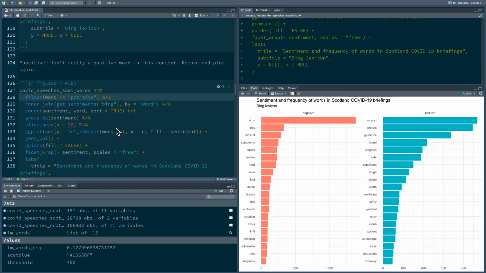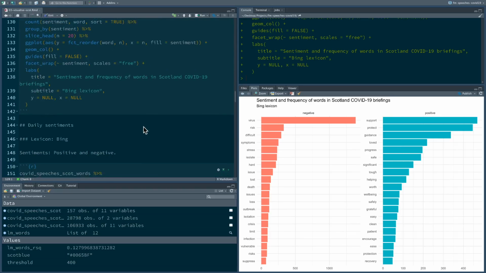For example, if we were to compare the axes, these words go out to above 400 on the positive side, but over here, things like risk, difficult, isolate, death, and so on and so forth, are appearing a lot fewer times. So perhaps we can't necessarily infer something from this, but it is good to see that on average, perhaps we're trying to keep some of the tone positive. Let's see if that's true.